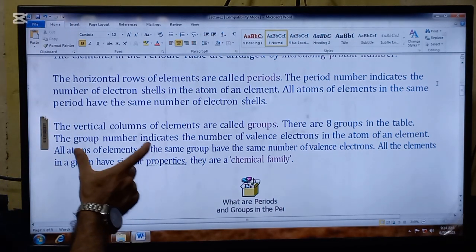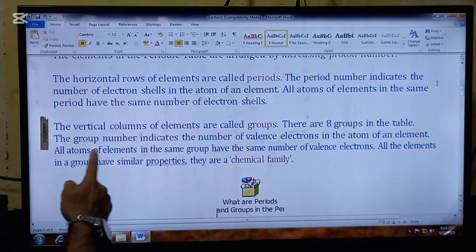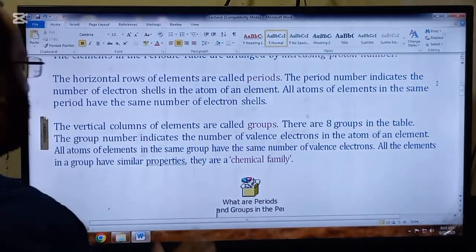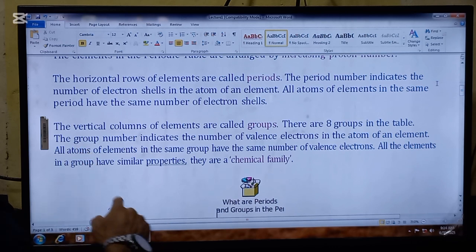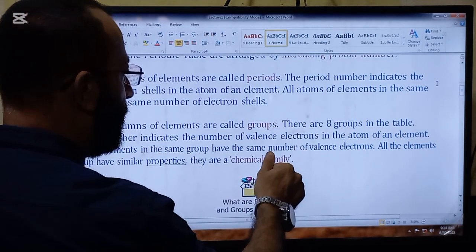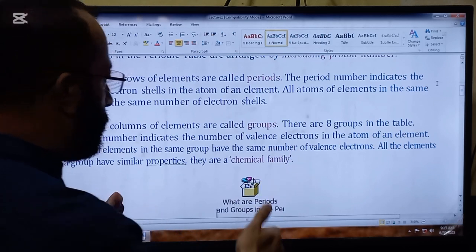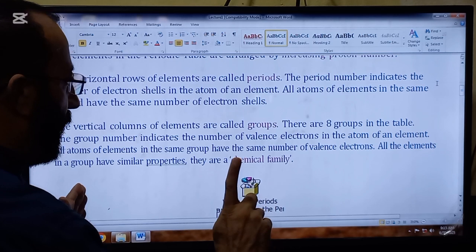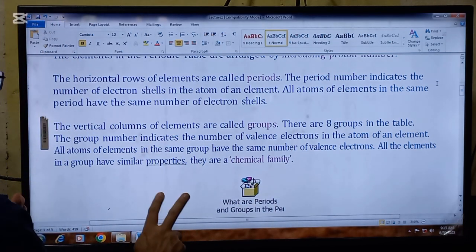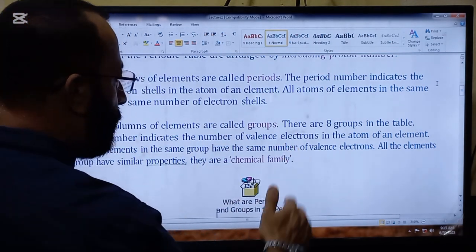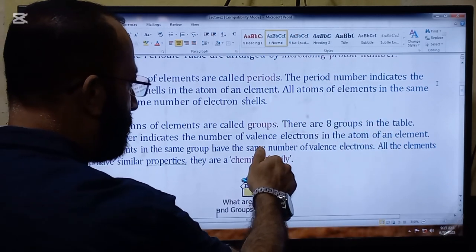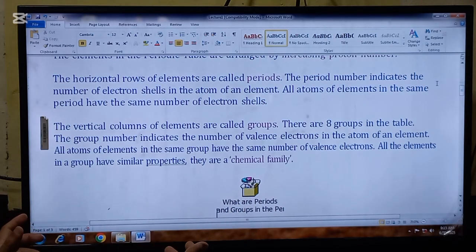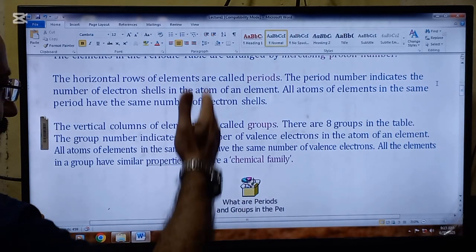The group number indicates, and this is a very important point, the number of valence electrons in the atoms of an element. So whatever the number of the group is, the atoms of the elements will have the same number of valence electrons. In group 1, the atoms will have one valence electron. In group 2, the atoms will have 2 valence electrons. In group 7, the atoms will have 7 valence electrons, and the respective number of valence electrons will be there in the groups.